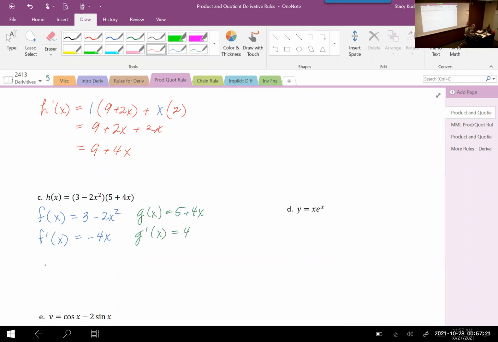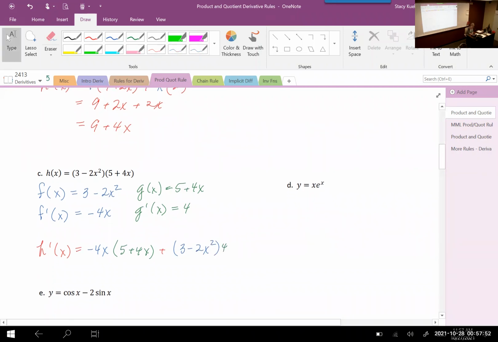Okay, so h prime is going to be negative 4x, the derivative of the first times the second function, plus the first times the derivative of the second. 3 minus 2x squared times 4. And now we're going to simplify.